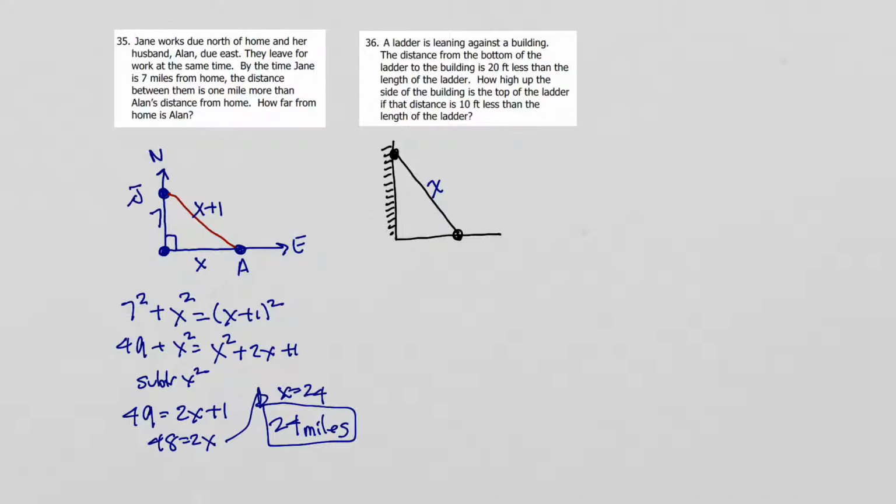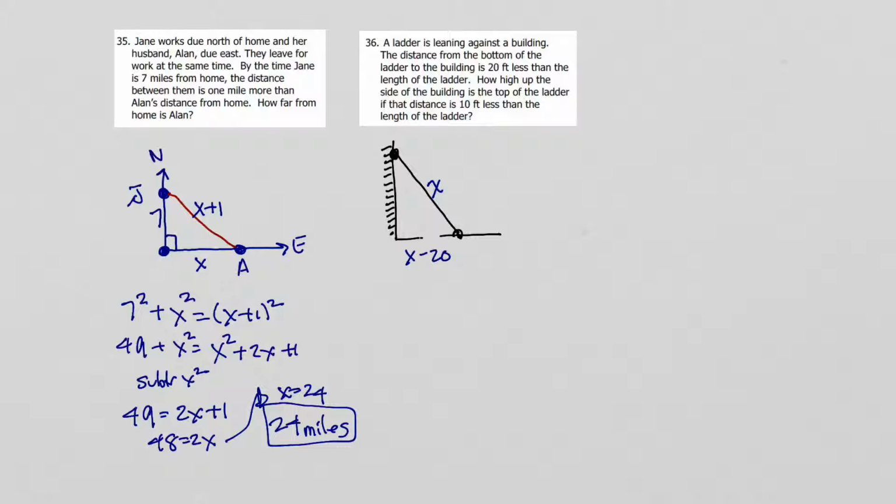And then we know this, right? We know that the distance from the bottom of the ladder here to the building is 20 feet less than the length of the ladder. So we start here with the x, and it's 20 feet less, so that's going to be x minus 20. I'm going to make that a little bit clearer here. So that's going to be x minus 20.